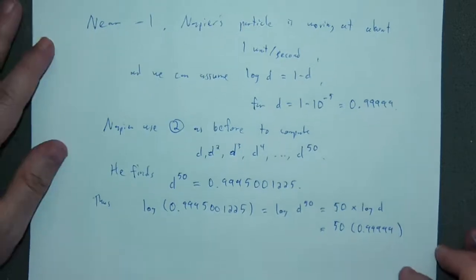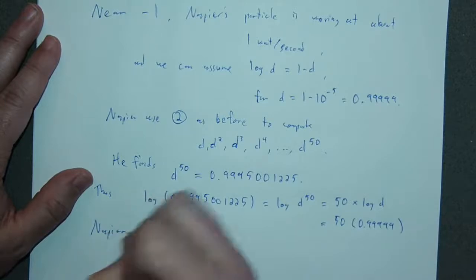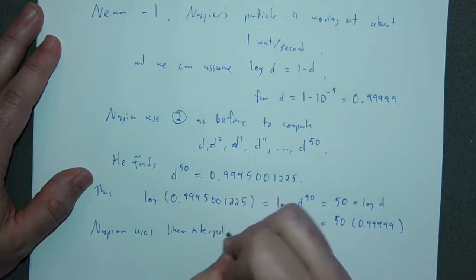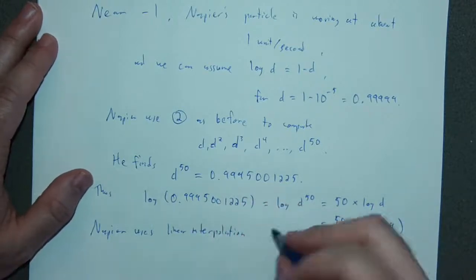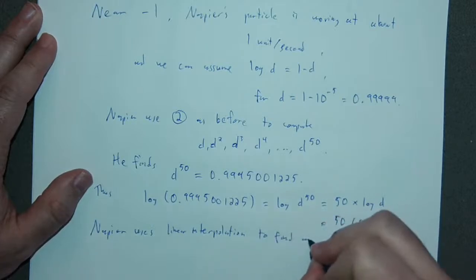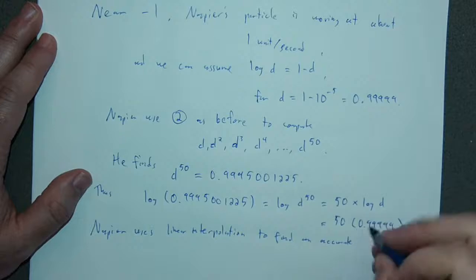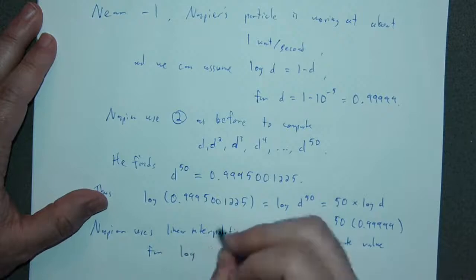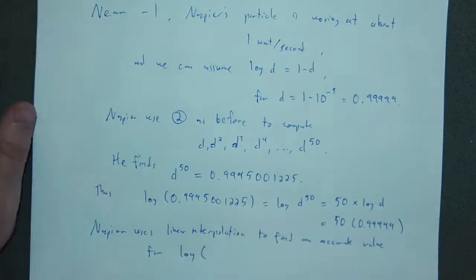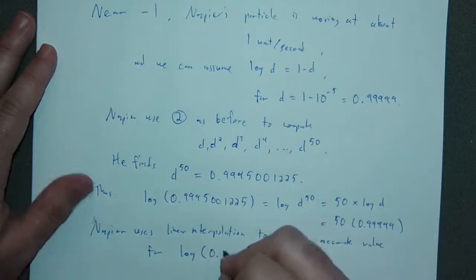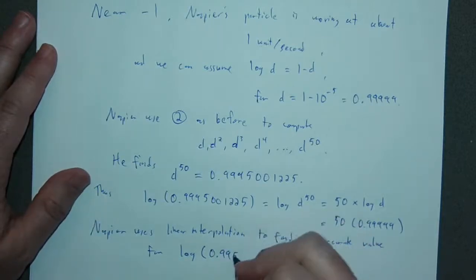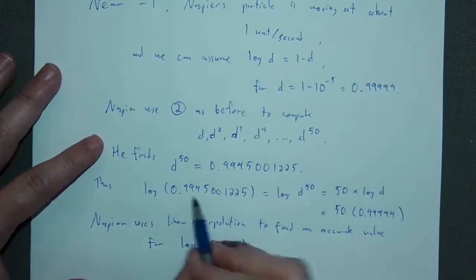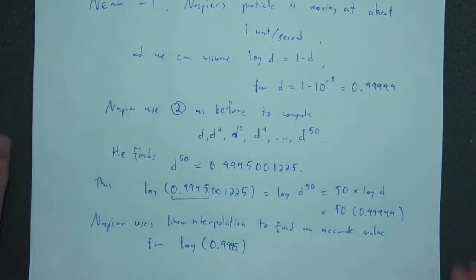So what's the next step? Napier uses linear interpolation. That is, he looks on the line nearby to find an accurate value for log of 0.9995. Where does this come from? From here.